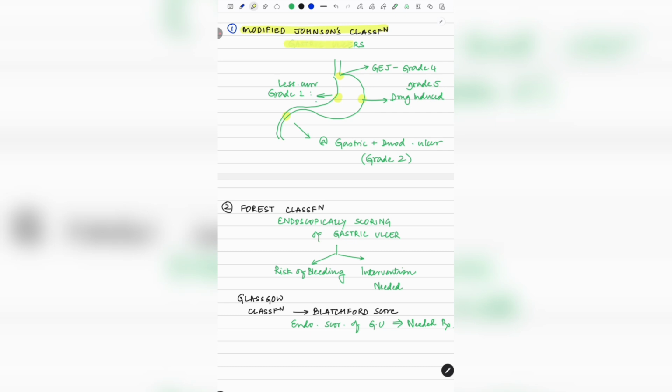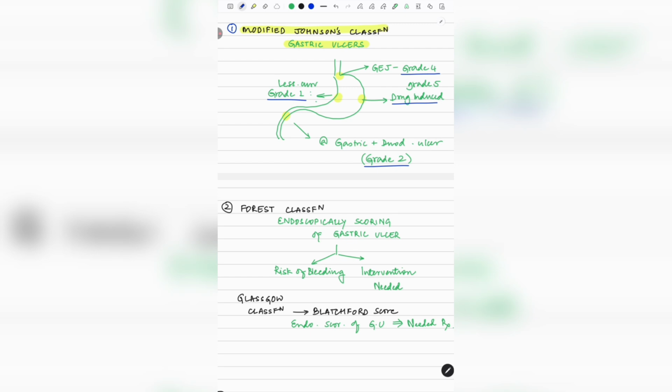It is used for gastric ulcers basically. So how is it done is you're going to see different places and they're going to give the names. Grade 1 is if it is in the lesser curvature. Grade 2 is if it is at the junction of gastric plus duodenal. Okay, and grade 4 is at the gastroesophageal junction, and grade 5 is drug induced. Okay, these are the things you're going to know.